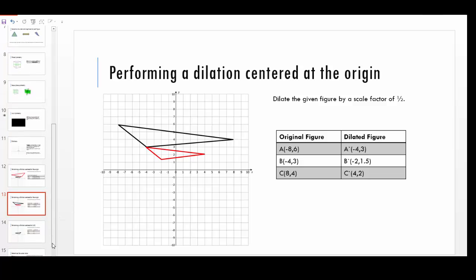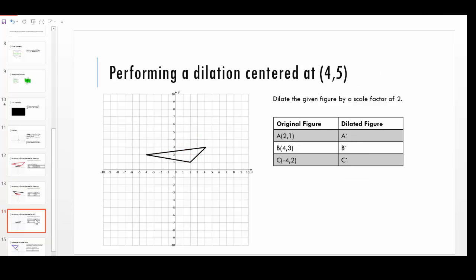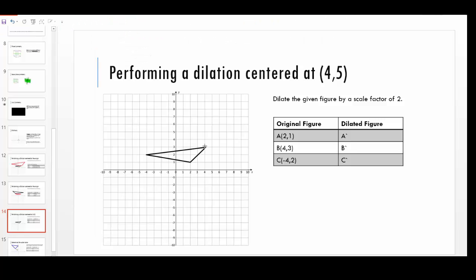So next is, what if we want to dilate and the point is not centered at the origin? In this figure, we're performing a dilation centered at 4, 5. If you'll give me a moment, insert shape. So 4, 5 is right here. I'm going to insert a little circle.